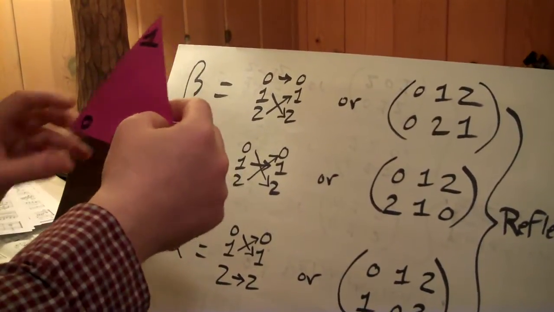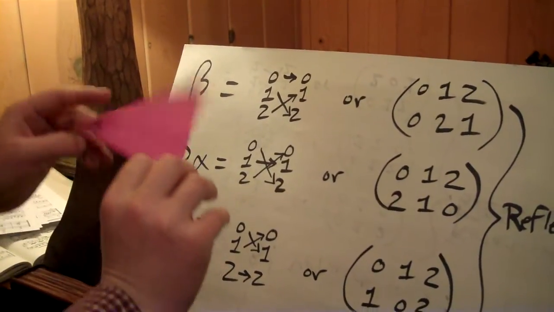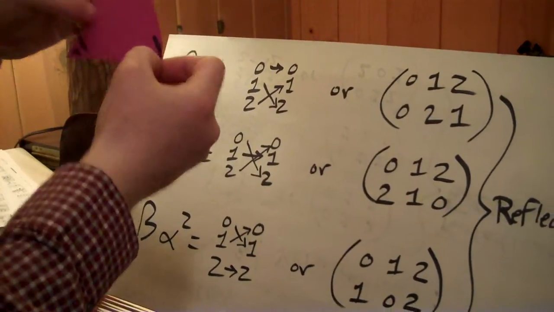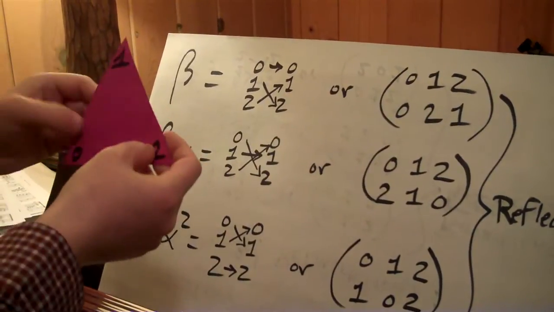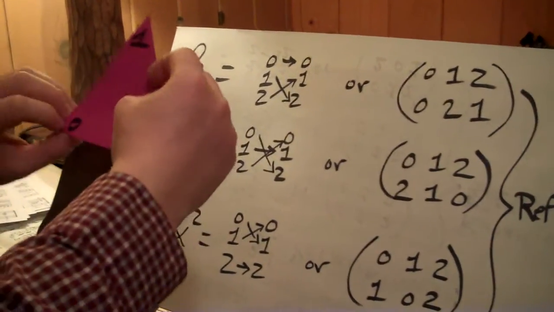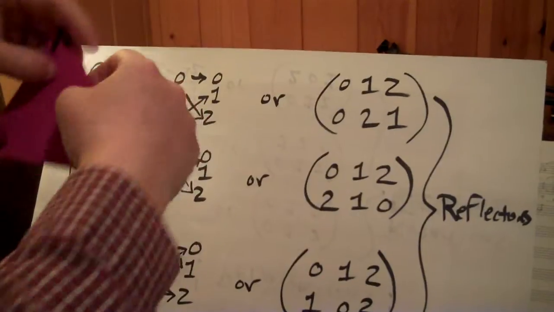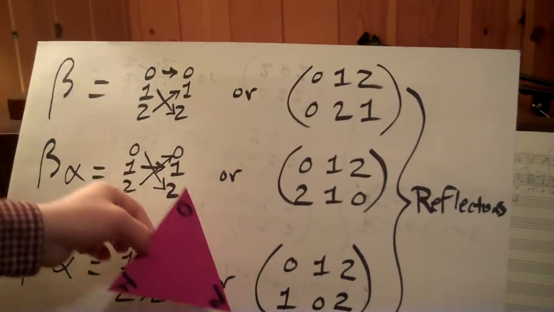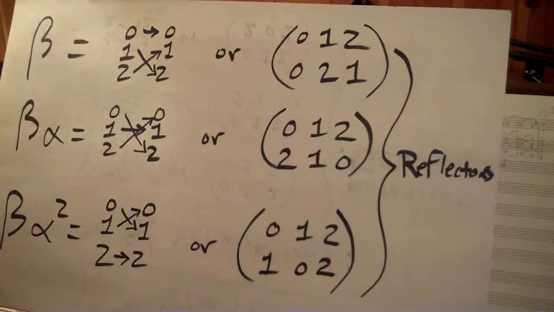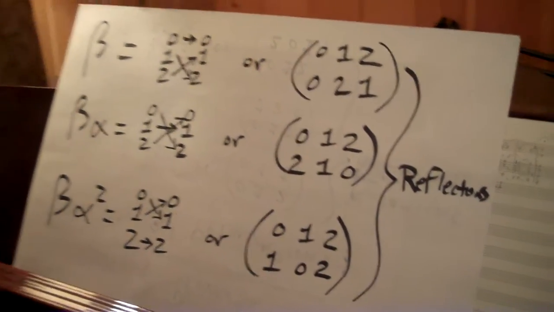And then finally, we can either have a line of symmetry over 2, which gives us the following permutation, or this operation beta followed by alpha squared. So we have 1, 0, 2. So next we'll look at the musical application of permutation groups.